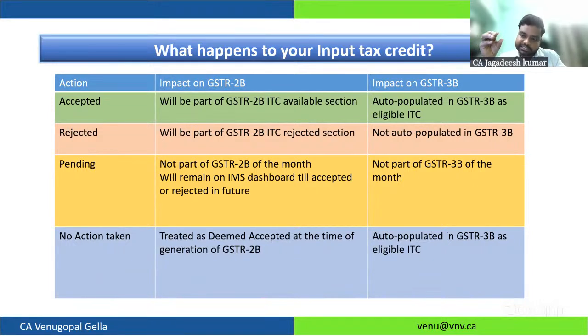So the system will treat that record as accepted, and it will form part of my 2B. And from 2B, it will travel to my 3B. In 3B, it will be the same, auto populated. Okay.